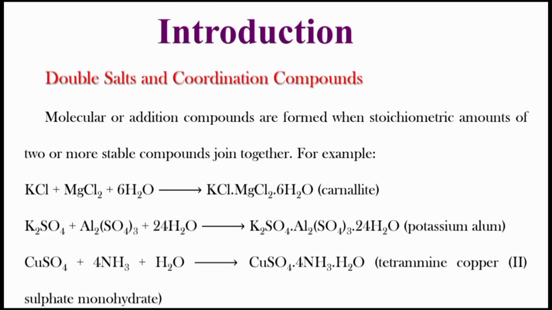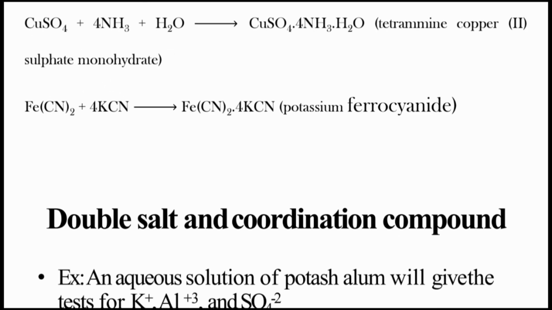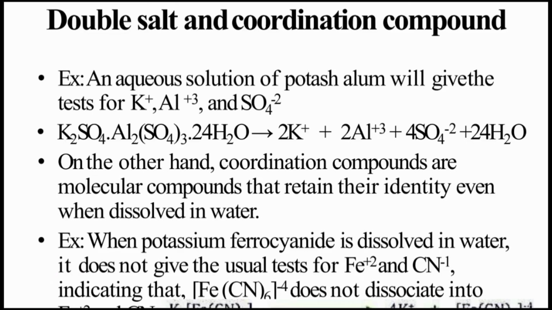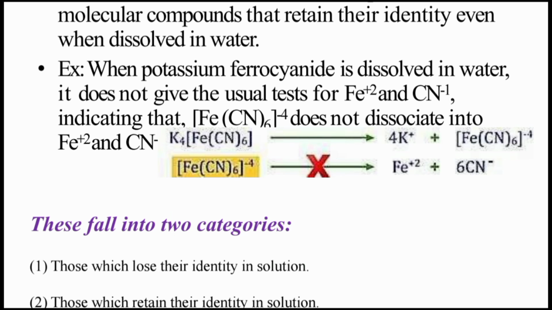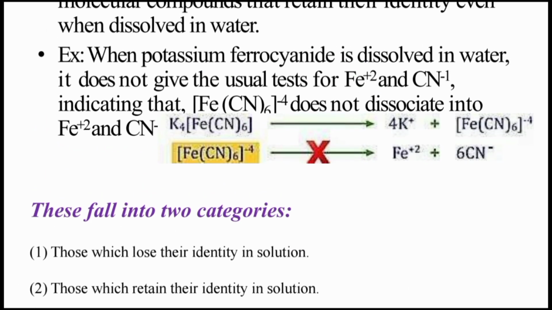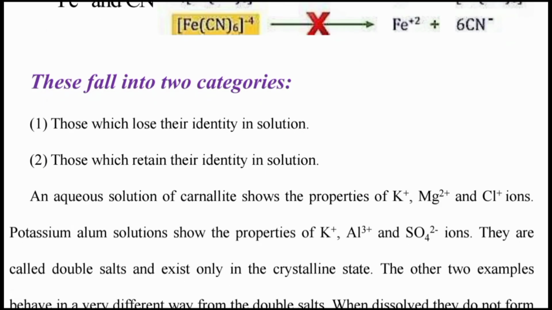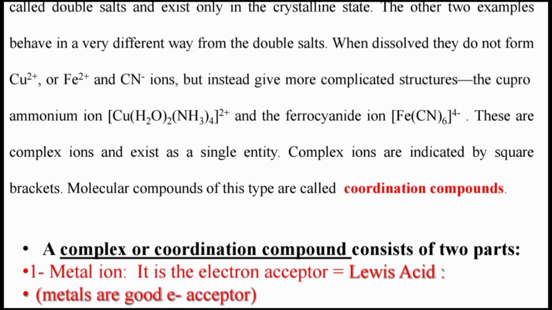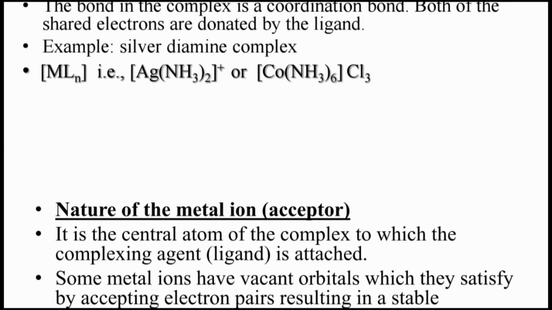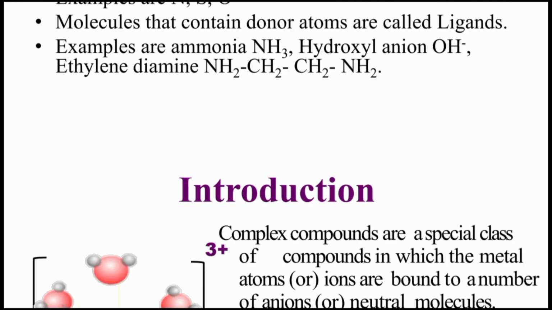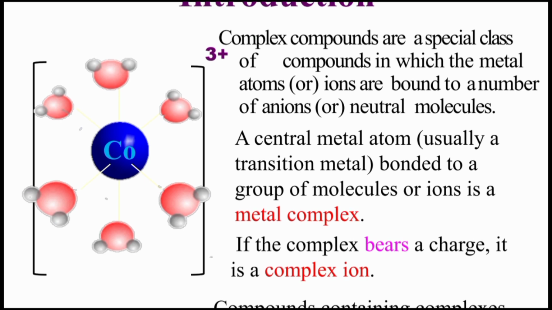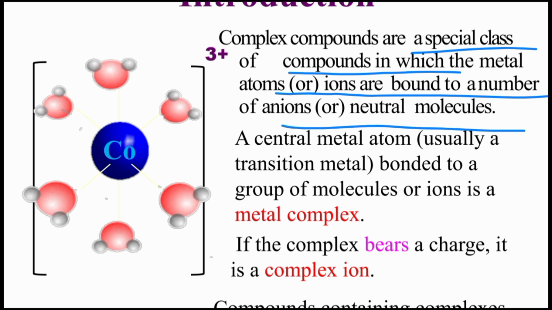Okay, these are double salts. They have a role in double salts and coordination compounds. You can see here. Complex compounds, complex compounds. You can see here. Complex compounds are a special class of compound in which the metal atoms or ions are bound to anions or neutral molecules.